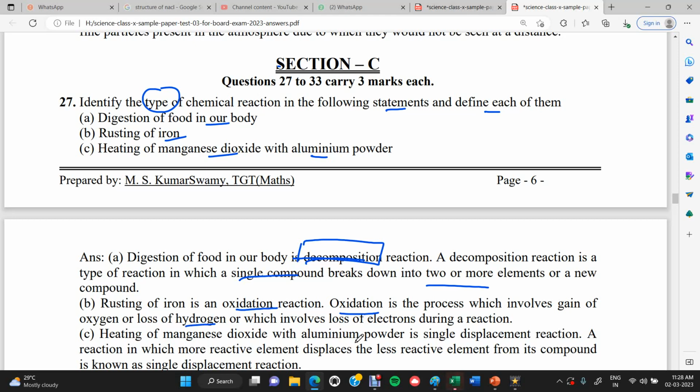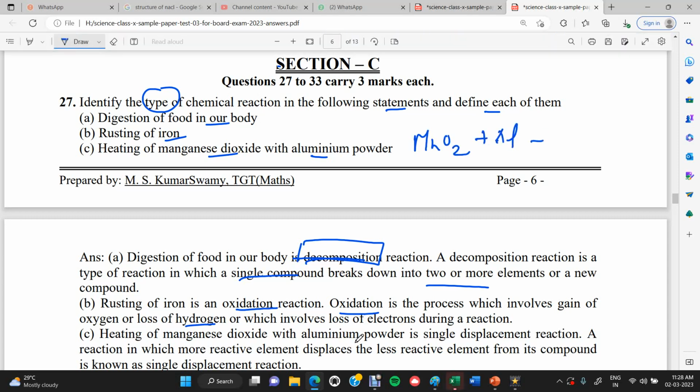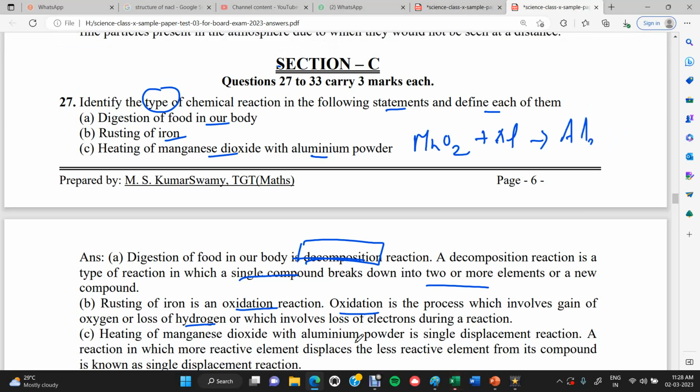And heating of manganese dioxide with aluminum powder is a single displacement. Let me write the equation. Manganese dioxide, that is MnO2 plus Al, gives Al2O3 plus Mn. You have to balance this equation. So what happens here? Al has taken the place of Mn. So heating of manganese dioxide with aluminum powder is a single displacement reaction, a reaction in which a more reactive element displaces a less reactive element. So this is called a single displacement reaction.